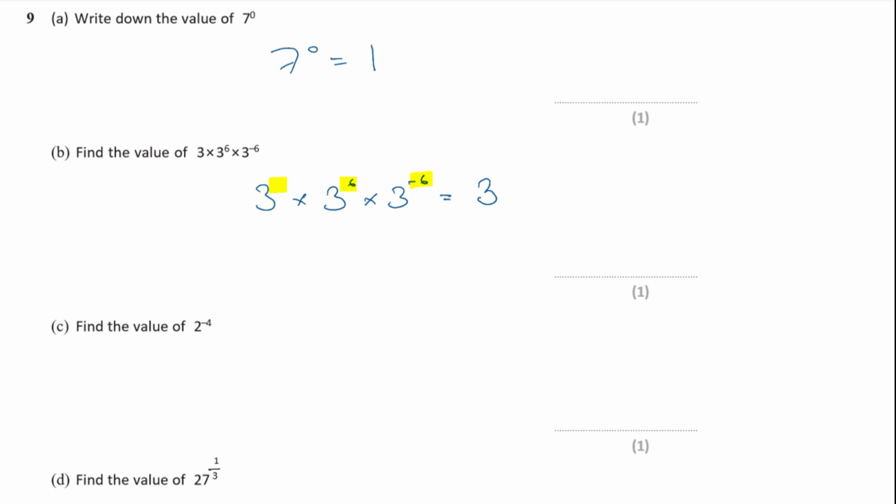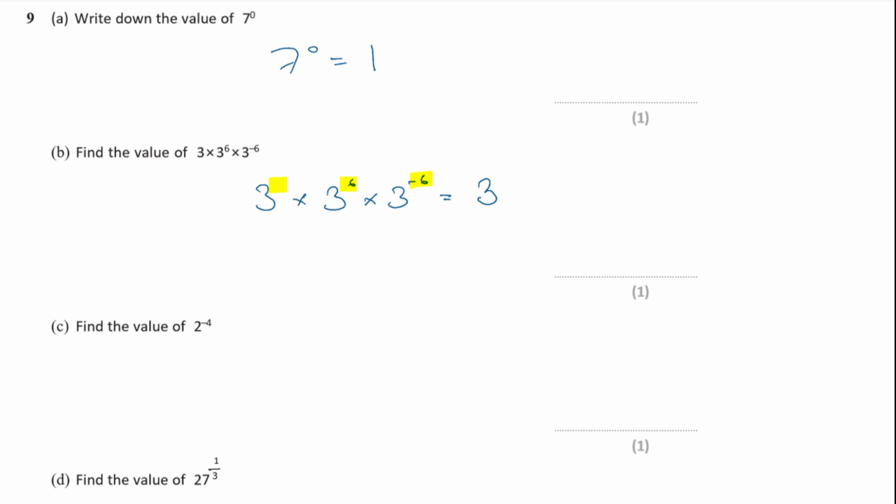The other way of thinking about it is 3 to the 6 times 3 to the minus 6. They're going to cancel each other out, aren't they? Because negative index is the same as 1 over the positive one. So they would kind of cancel each other out, leaving you just with the 3 on the front. Either way, it's 3.